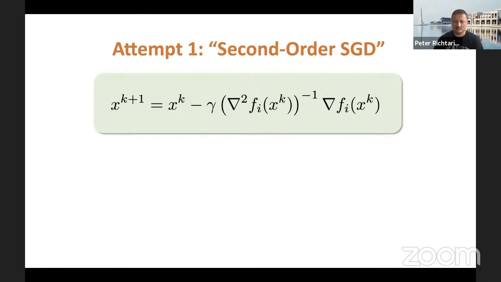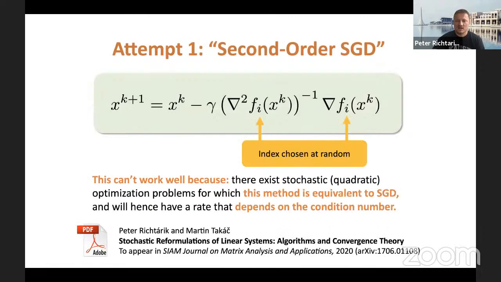I get local quadratic convergence. But I want to randomize, so I do this for a random index i. If the inverse of the Hessian is not there, then this is simply SGD. So I'm modifying SGD by this sort of preconditioning by the local inverse Hessian, or stochastic inverse Hessian. So this looks like a good idea.